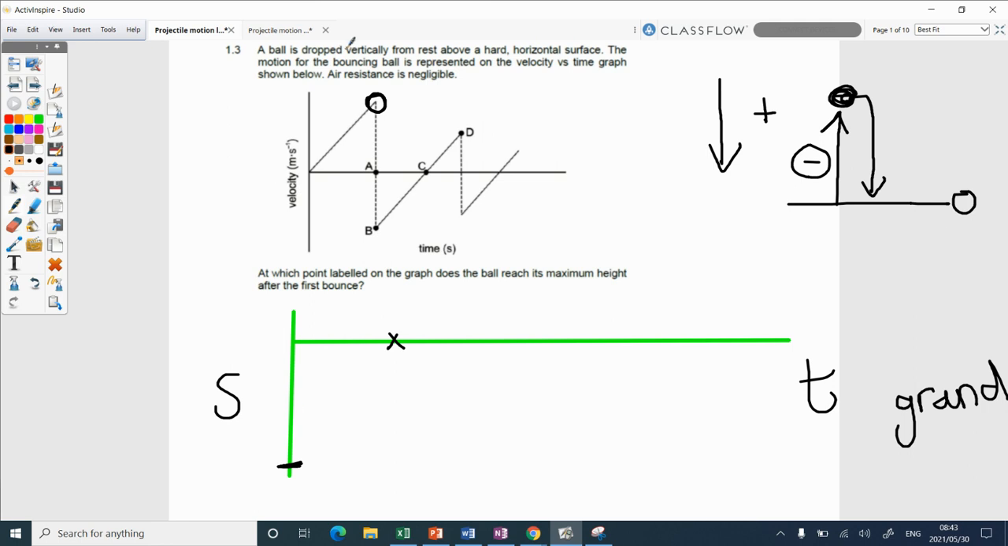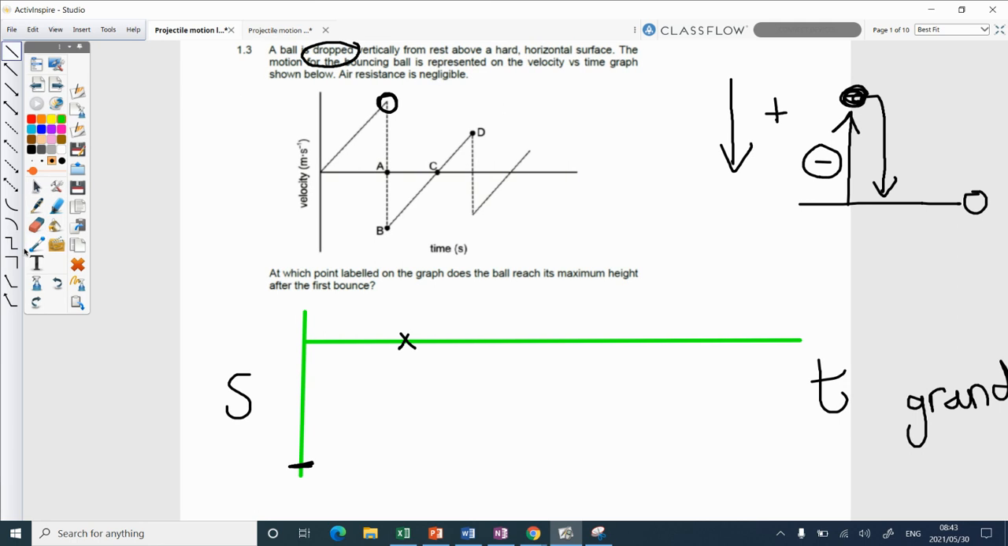Now, when it starts, they told us that it was dropped. What is its velocity when it's dropped? So what would my gradient be? If the velocity is 0, remember for displacement, the gradient is my velocity. So you know that you are going to start here with a straight line, right?